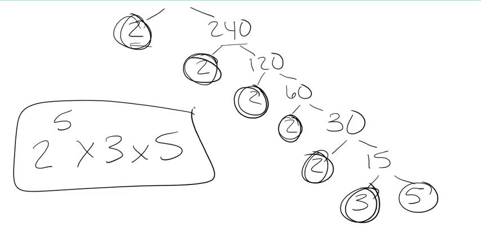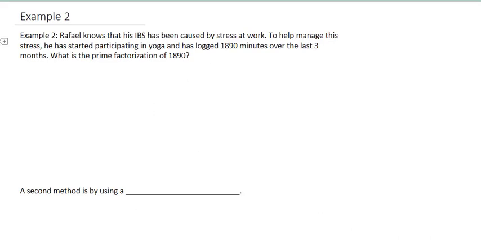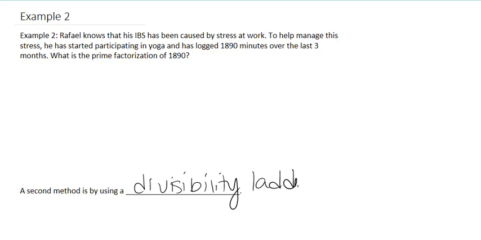So let's look at another example, but we're going to use a different method. The second method is called the divisibility ladder. Raphael knows that his IBS is caused by stress at work. To help manage his stress, he has started participating in yoga and has logged 1,890 minutes over the last 3 months. What is the prime factorization of 1,890?